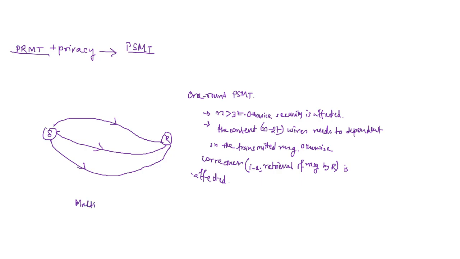Whereas in case of multi-round PSMT, we just require n greater than 2t. So in multi-round, the communication cost has increased compared to single round, but the corruption threshold has increased, and here we need the content of n minus t wires to depend upon the transmitted message.